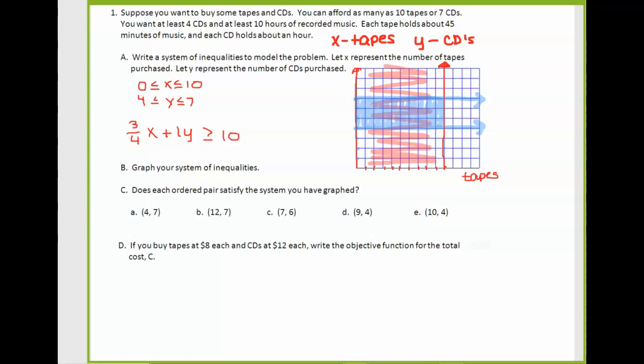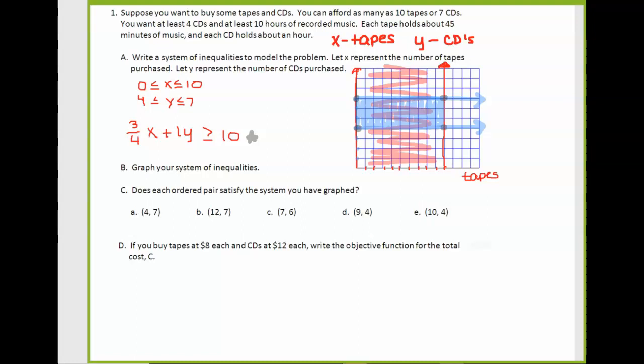So we know that we have 4 corners to this. We have corner 1, where I buy all tapes and no CDs. Corner 2, where I buy all CDs and no tapes, where you buy your maximum number of tapes and CDs, etc. So the 4 corners represent the absolute mins and maxes offered. So those are my min and max of my vertices, and then we're going to graph this line right here, which represents the hours of music per device.